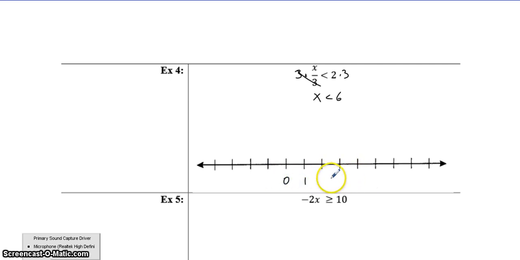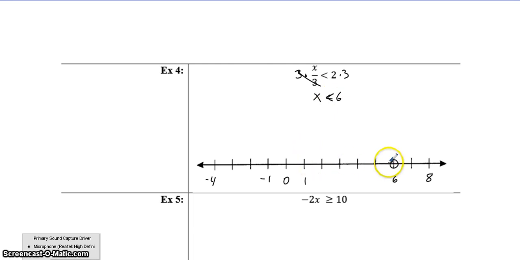So that's 1, 2, 3, 4, 5, 6, 8, -1, 2, 3, -4. So open circle, to start with. Can we include? Do we have the or equal to? Can 6, is 6 less than 6? So we leave it open. Pick a number. 0.